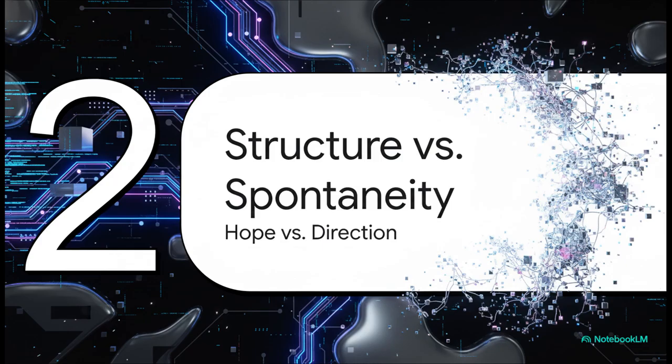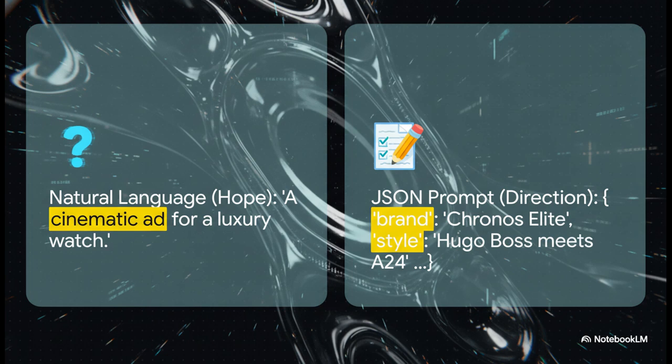So let's put this to the test. How does this structured, director-style approach actually stack up against the simple, natural language prompts that we're all so used to writing? Okay, check this out. On the left, you've got this vague hope, a cinematic ad for a luxury watch. I mean, the AI has to guess everything, the brand, the style, the lighting, all of it.